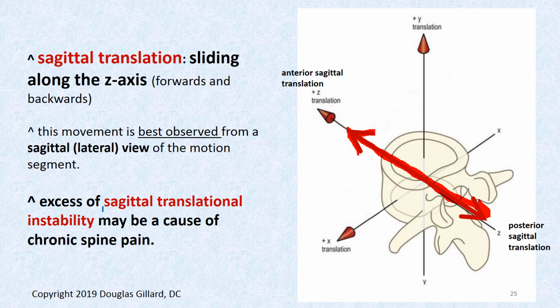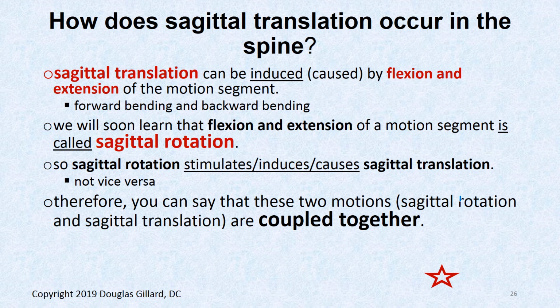Definitely, excessive sagittal translation is a well-known cause of chronic spine pain. In fact, there are measures. That's one of the things you always do, and a lot of docs forget to do that. In a flexion-extension study, you measure how much translational slip is there, how much sagittal translation is there. You compare the anterior to the posterior sagittal translation. It better not be more than 3 millimeters, or you've got yourself a problem. If you go more than 5 millimeters, you're going to have surgery for that.